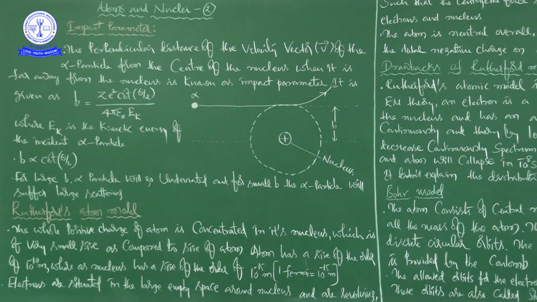Next, electrons are situated in the large empty space around the nucleus and are revolving such that the centripetal force is provided by the electrostatic force of attraction.